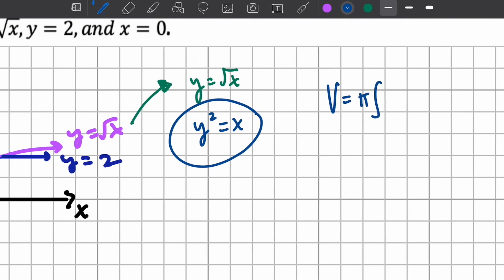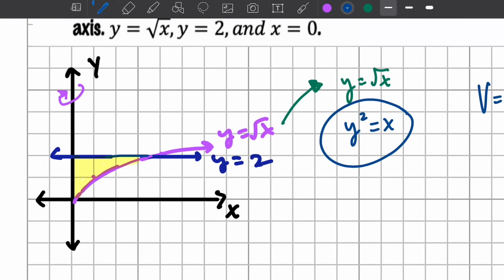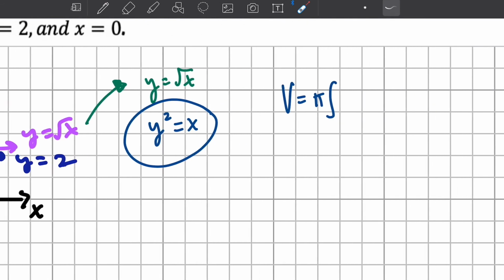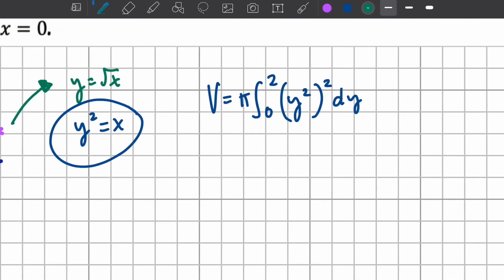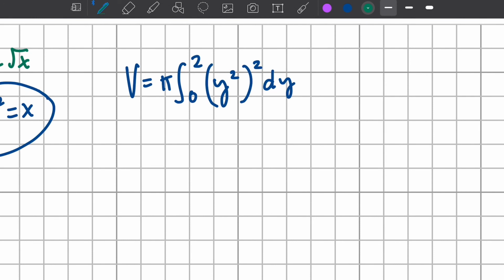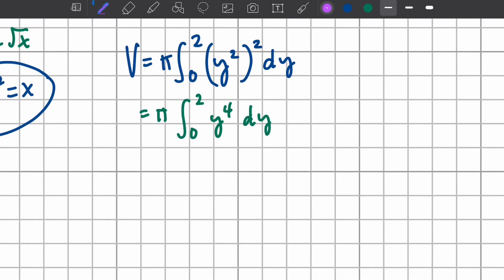So volume equals pi, the integral from, let's look at our limits of integration. So it's from this y value, which is 0, to this y value, which is 2. So from 0 to 2, and it's my function y squared dy. Like we've been doing before, let's simplify it. So pi integral from 0 to 2, y to the 4th dy.